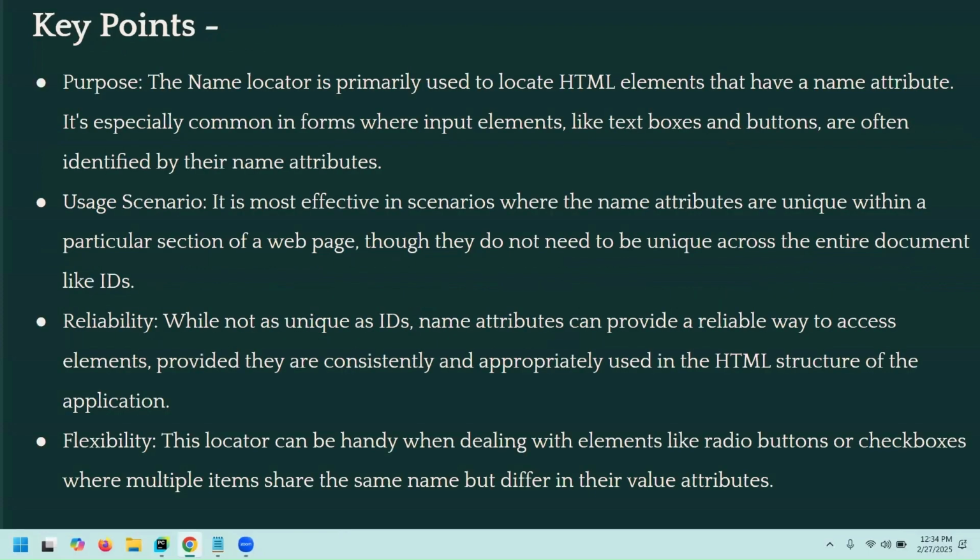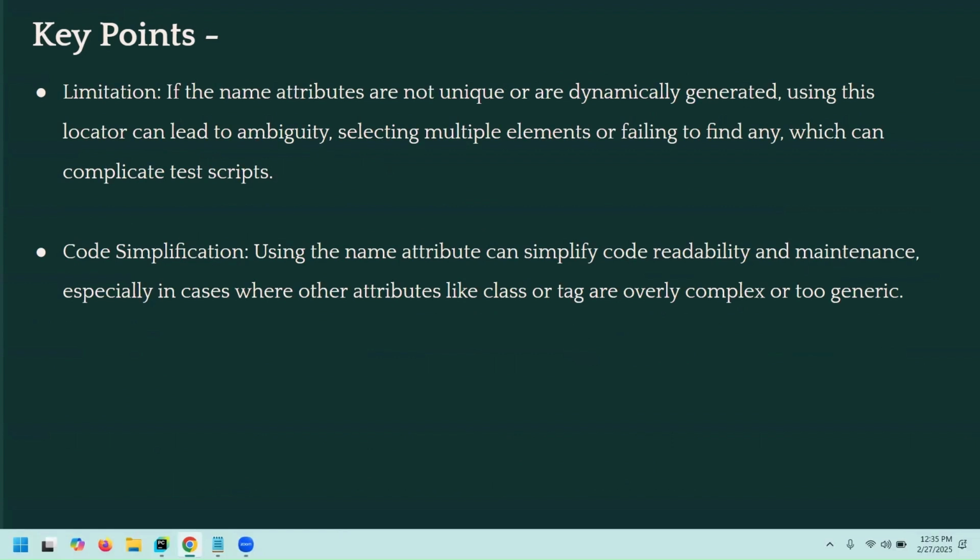Now, these are a few key points. Basically the purpose: the name locator is primarily used to locate HTML elements that have a name attribute, especially common in forms where input elements like texts and buttons are often identified by the name attribute. The usage scenario is most effective where the name attributes are unique within a particular section of a web page, along with reliability and flexibility. So if you see the points, the key points are quite similar, all having their own advantages.